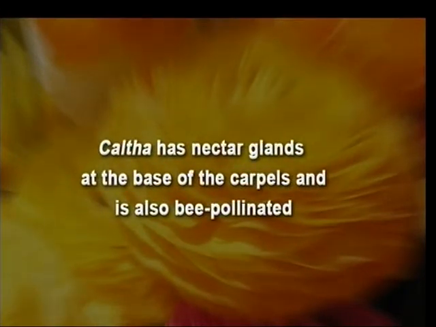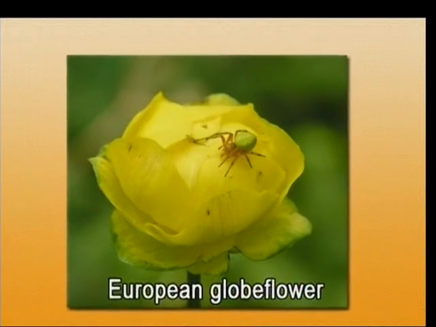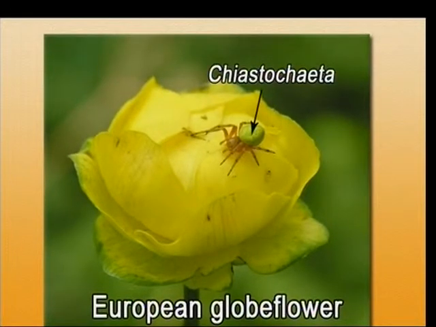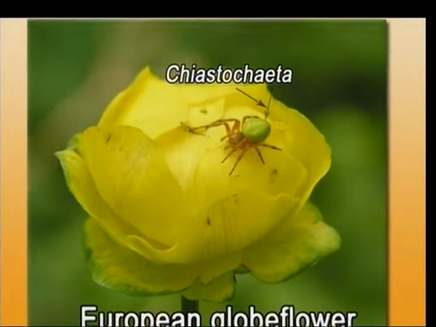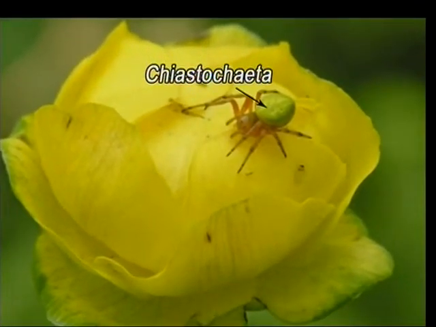In the case of Caltha, there are nectar glands at the base of the carpels. Carpels are the female part of the flower. And here also the flowers are bee pollinated. A typical co-evolutionary relationship is shown by a flower called the European globe flower. The flower is exclusively pollinated by the flies of genus Chiastocheta, which enter the spherical flowers to mate and feed on the pollen and nectar. The females then lay their eggs, usually one egg per flower, and the larvae feed on the developing seeds.